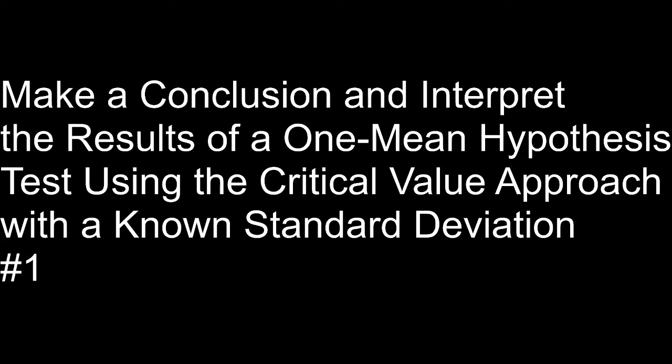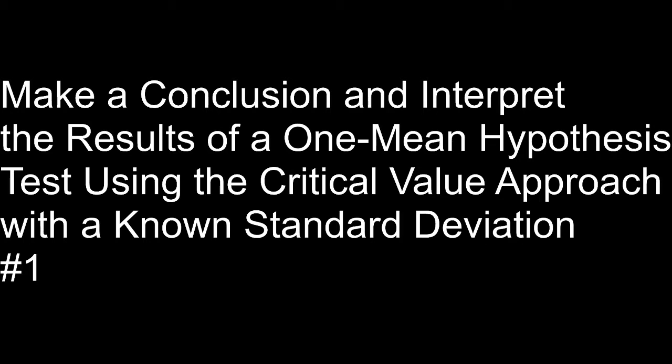This video is on the objective: make a conclusion and interpret the results of a one-mean hypothesis test using the critical value approach. Now this is with a known standard deviation. Because sigma, the population standard deviation, is known, we're going to be using a normal distribution and z-scores. Our critical values will be z-scores.